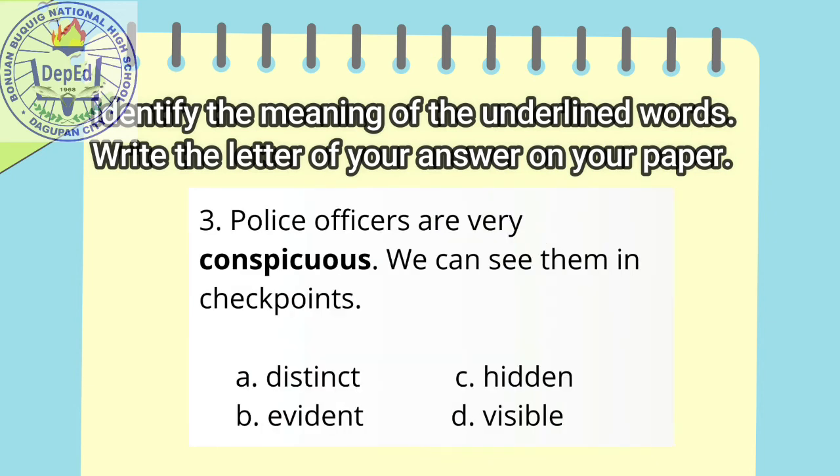Number 3. Police officers are very conspicuous. We can see them in checkpoints. The underlined word is conspicuous. Here are your choices. A. Distinct. B. Evident. C. Hidden. D. Visible.